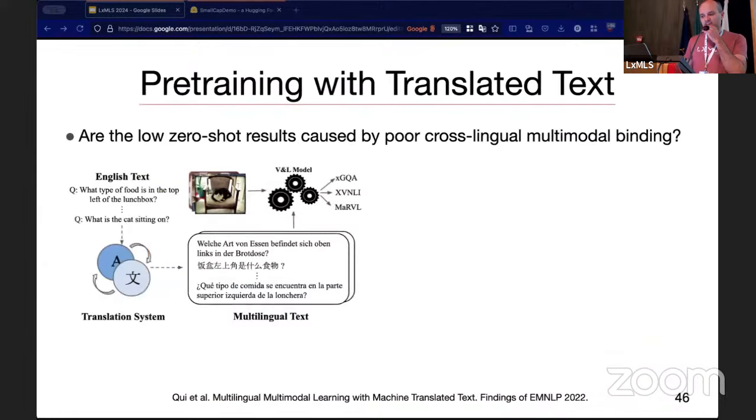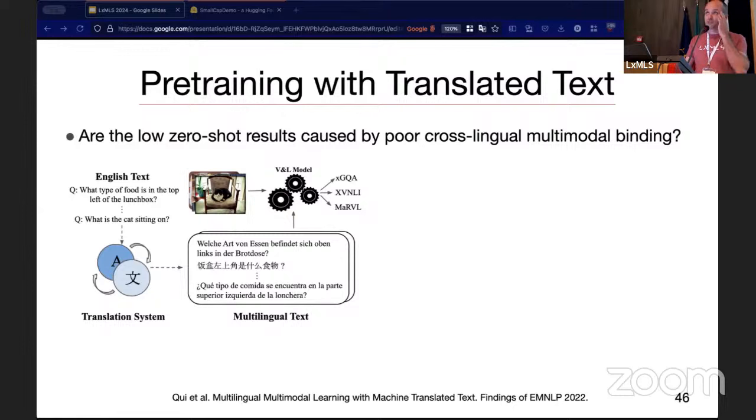So one of the things that we wanted to find out is whether these zero-shot performance results were so bad because we had poor cross-lingual multimodal binding. And to address this, we translated a huge amount of multimodal text, so image-sentence pairs, into many different languages. We used an off-the-shelf translation system. We used M2M 100, which at the time in 2022 was a very performant model. We used the 500 million parameter version.